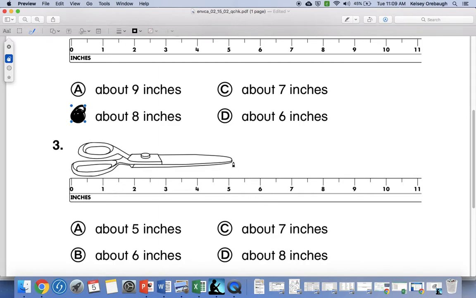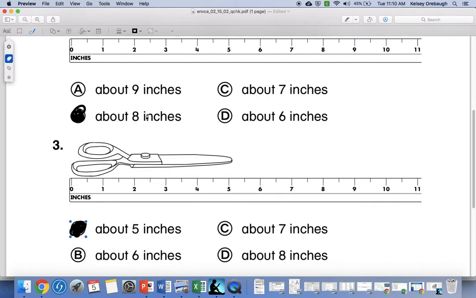So look here at the blade of the scissors. We see that the length falls before the halfway mark. So even though the scissors length is between 5 inches and 6 inches, because it is not quite at the halfway point, we use the smaller number, which is 5 inches. We can say that this pair of scissors is about 5 inches long.